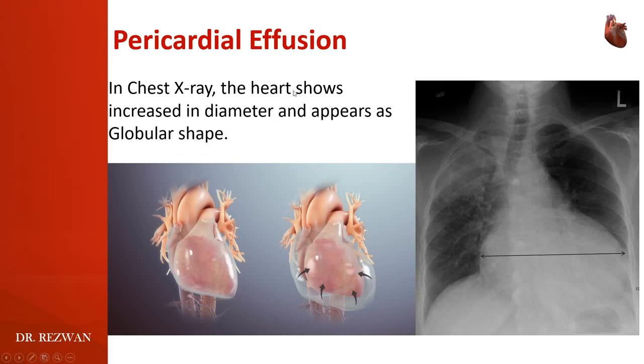In the chest X-ray, the heart shows increase in diameter and appears as globular shape or the bag shape. We can see the outline of the heart is quite big, even it is touching the thoracic cage. The diameter is more than the half of the total diameter of the thoracic cage. Obviously, the heart is very much enlarged.